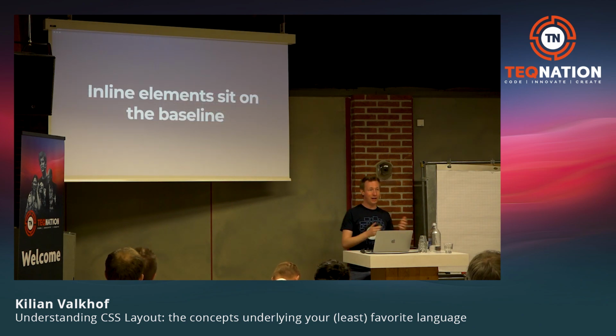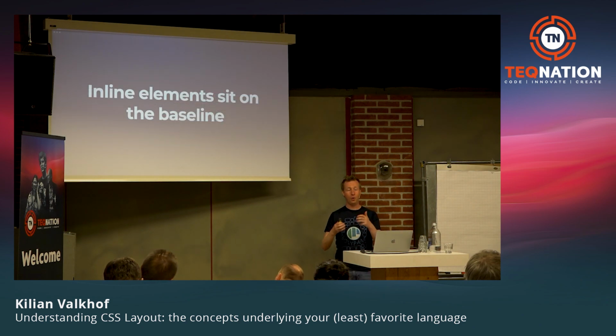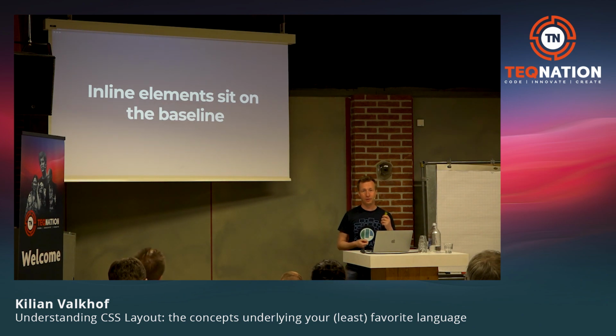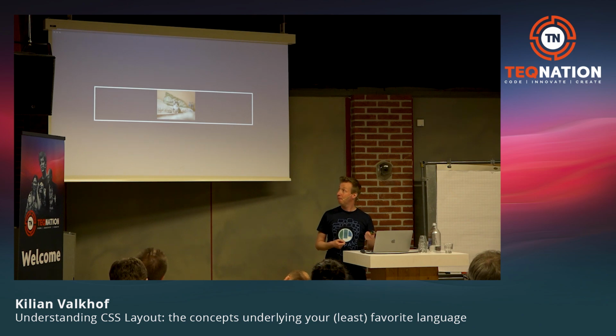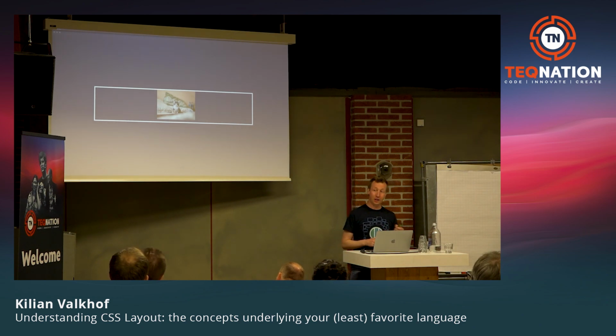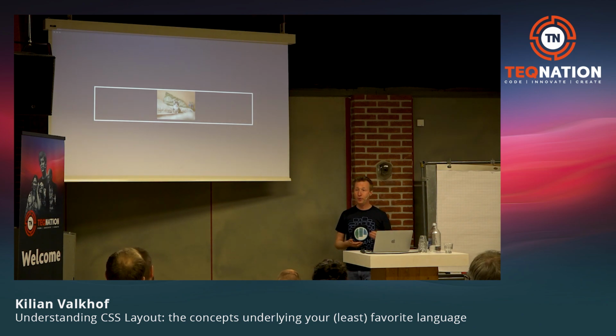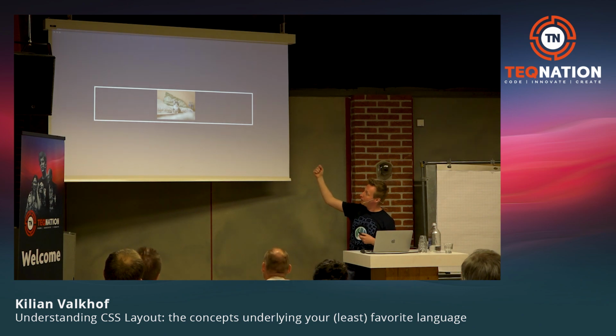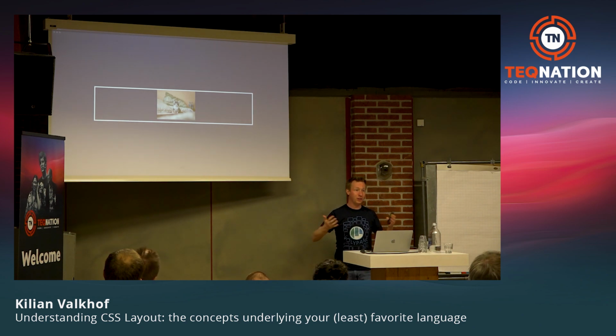So, inline elements sit on the baseline. When you know that, this suddenly starts to make sense. The image sits on the baseline. And so we get white space below it. If I would put the letter P next to this image, the descender of the P would dip below the image. Now you know why there's this weird space below images.